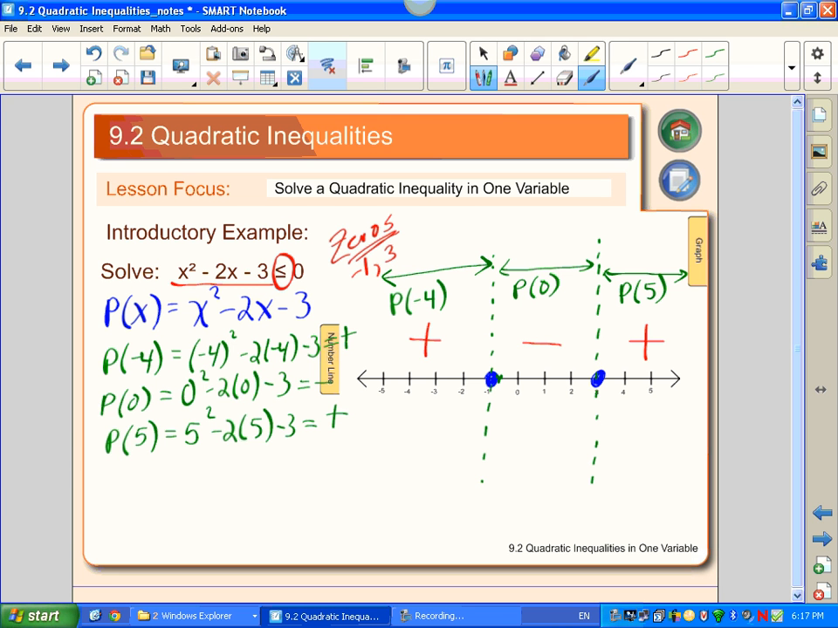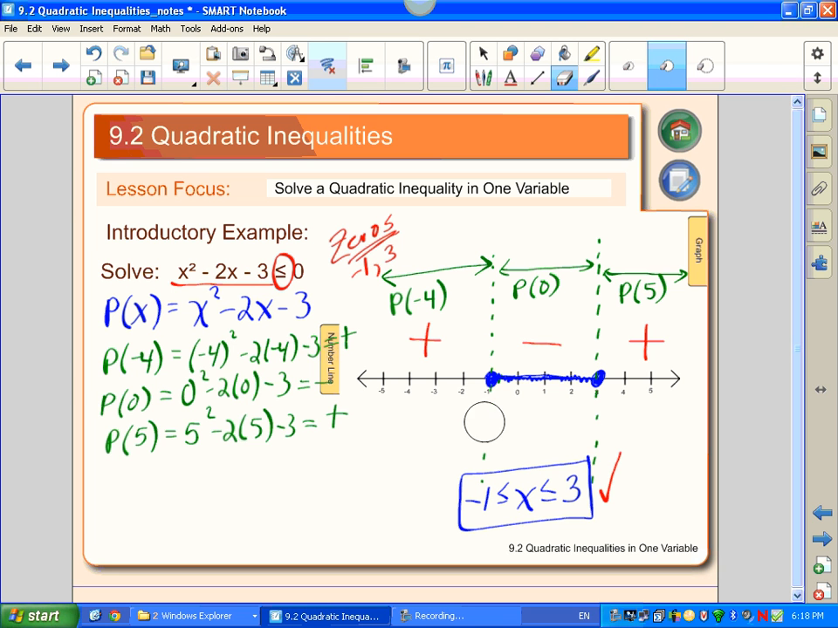Oops, the wrong pen. And this is what my inequality would look like. There's my number line, which is what we saw before. And my inequality statement, -1 is less than or equal to x, which is less than or equal to 3. What does that final answer look like? It looks like one of these things. It looks like this, or it looks like my number line. I'll erase everything else that we've done right there.